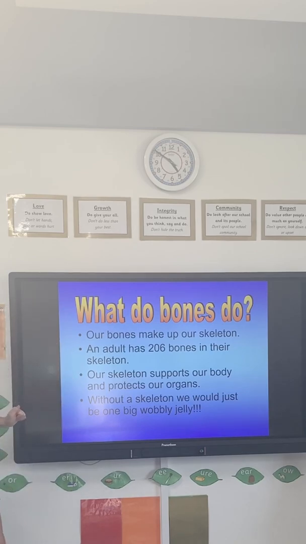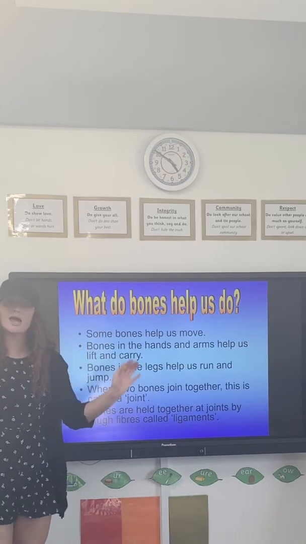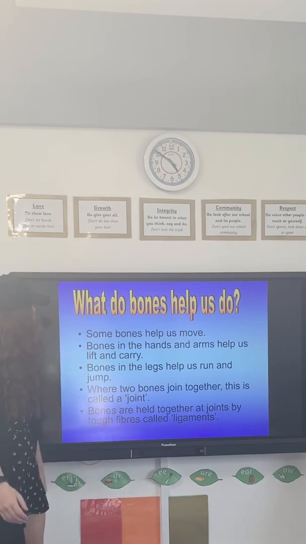So 206 bones, and it helps to support and protect us. Without it we'd be like a big wobbling jelly. We wouldn't be able to do anything. We'd be in a pile on the floor.